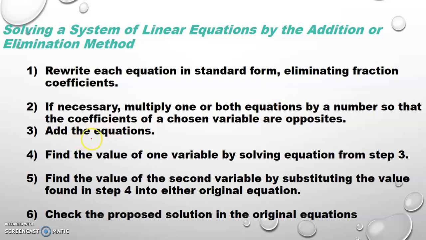And then after that you add the equations, and then find the value of one variable by solving the equation from step 3. From this step you eliminate one variable, and then find the value of the second variable by substituting the value found in step 4 into either of the original equations. Then after that you have to check the proposed solution in the original equations. So you have to double check every time you solve the equation.